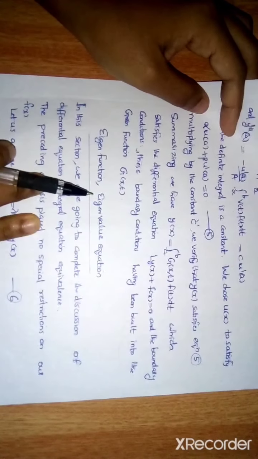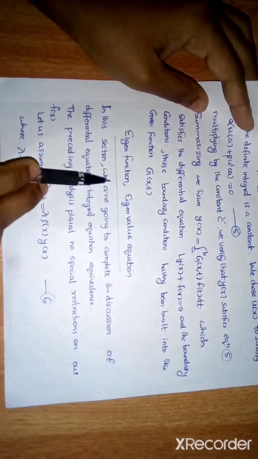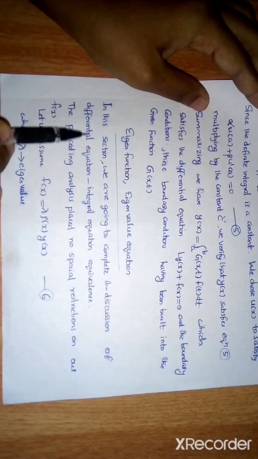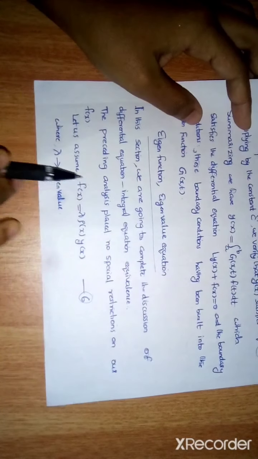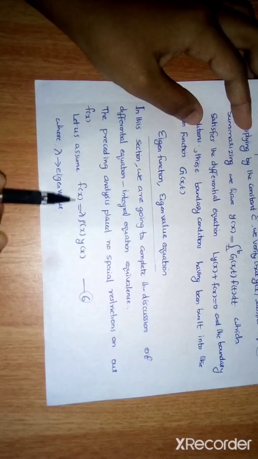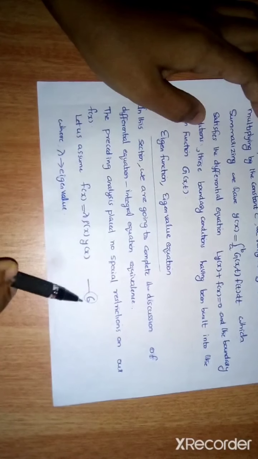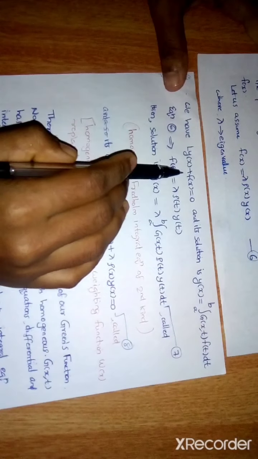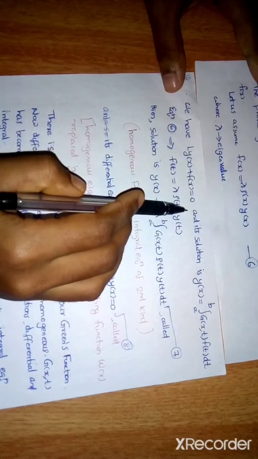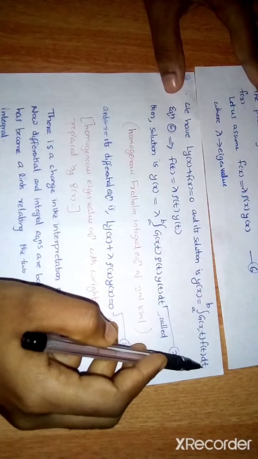Okay. Next we are going to discuss the eigenfunction, eigenvalue equation. In this section we are going to prove the differential equation is equivalent to an integral equation. In this analysis we take f of x equal to lambda rho of x y of x, where lambda is the eigenvalue, and put it as equation number 6. Then we have Ly of x plus f of x equal to 0, and its solution is y of x equal to integral a to b g of x t f of t dt.